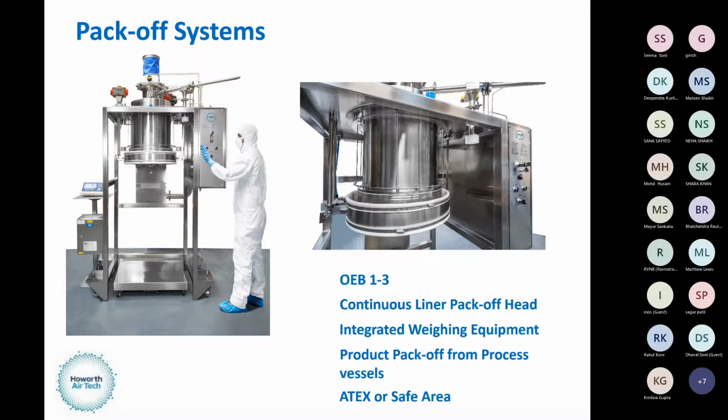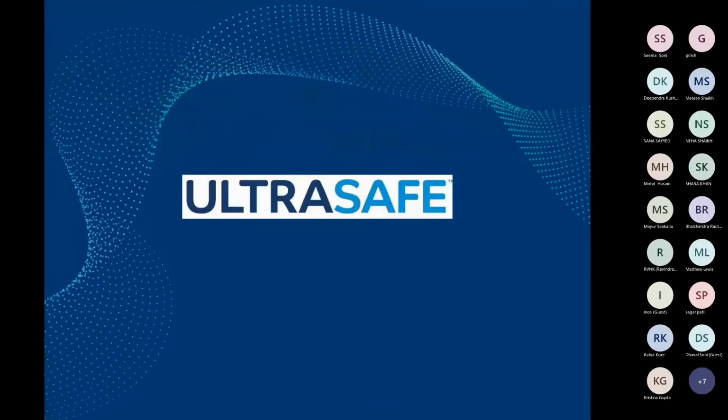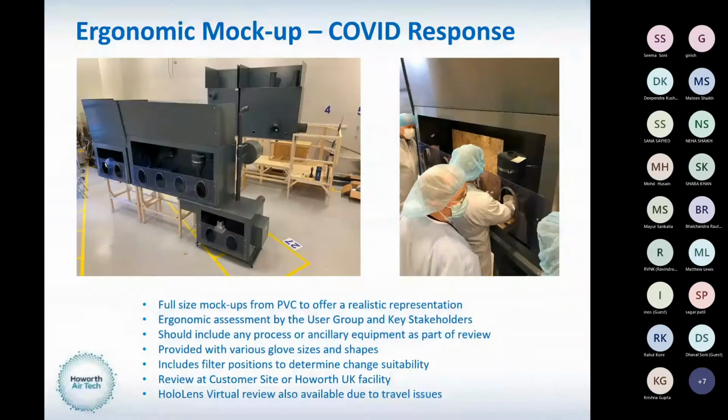So then we move into the ultra safe range. As I mentioned previously, these are the glove box isolators. This is probably our biggest product range. We do more isolator systems and downflow booths. We focus on the real high containment applications.